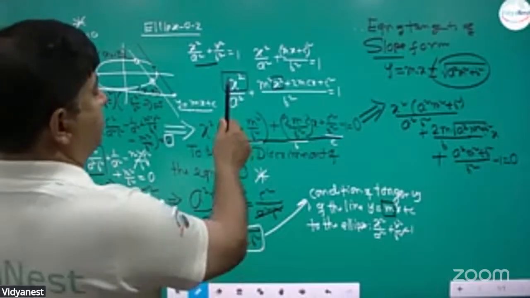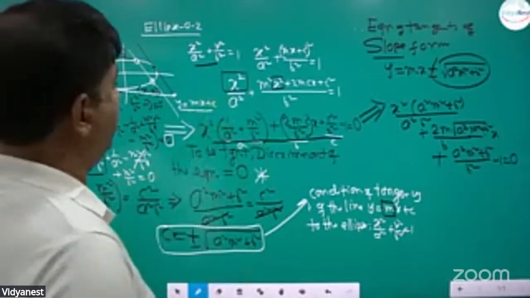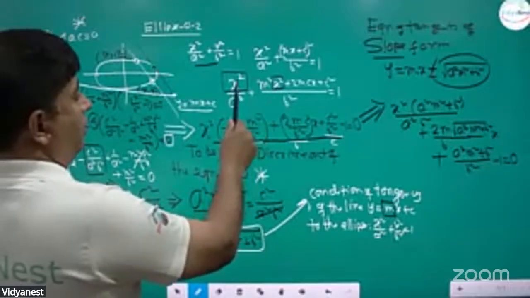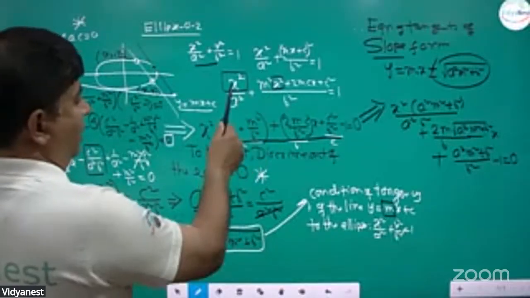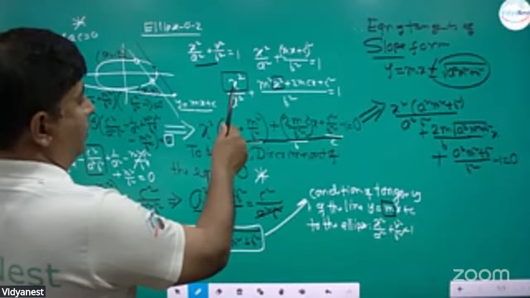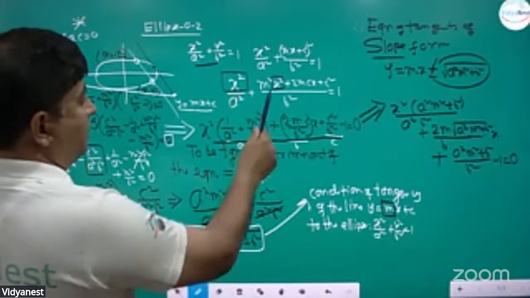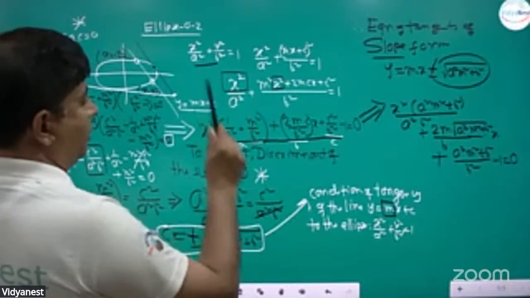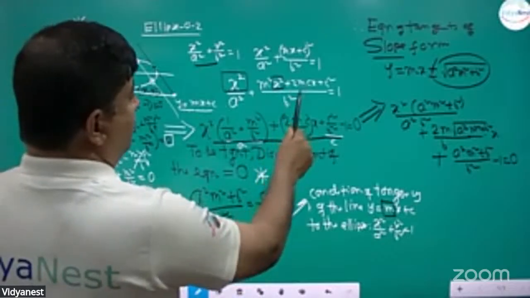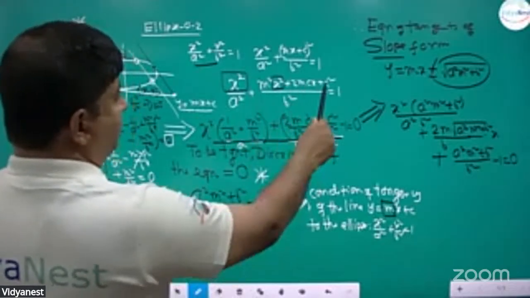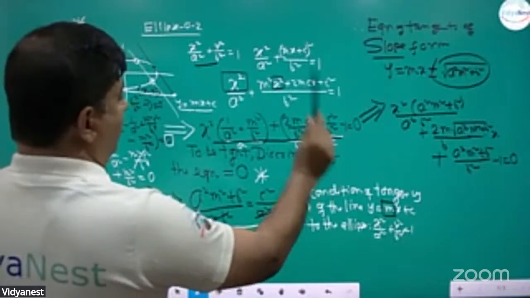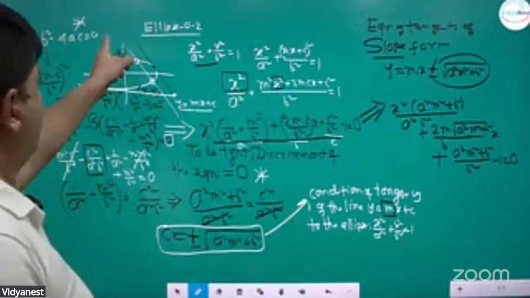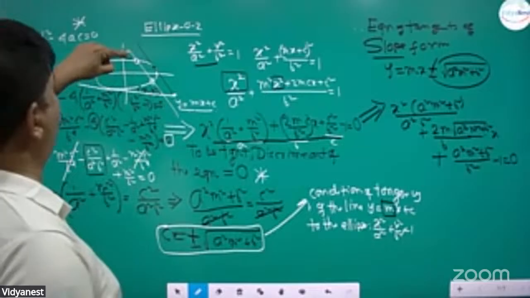We split it. See, both the x square taken together. We had this x square with 1 by a square coefficient, this x square m square by b square, 2mc by b square into x, c square by b square minus 1 is equal to 0. So this is the quadratic equation, that white color chord.